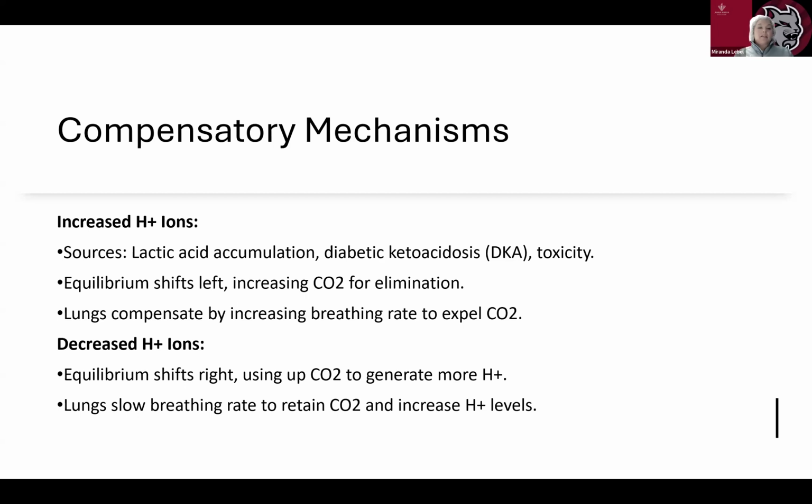And then we have compensatory mechanisms where we have that increased hydrogen ions could be associated with lactic acid accumulation, diabetic ketoacidosis, toxicity. And then we could have equilibrium shifts left, increasing the CO2 for elimination. The lungs would compensate by increasing breathing rate to expel that CO2. And then if we have decreased hydrogen ions, the equilibrium is going to shift to the right, using up the CO2 to generate more hydrogen. Lungs will start to slow their breathing because we want to retain that CO2, that acid, to increase those hydrogen levels.